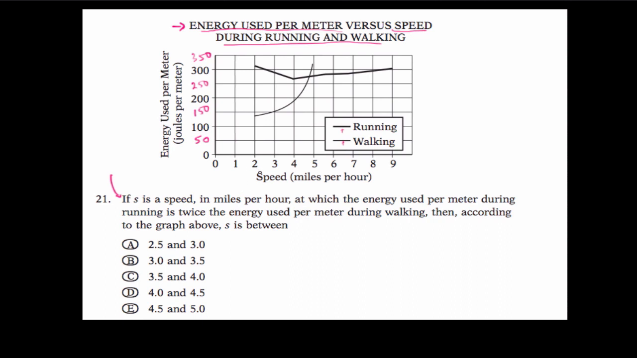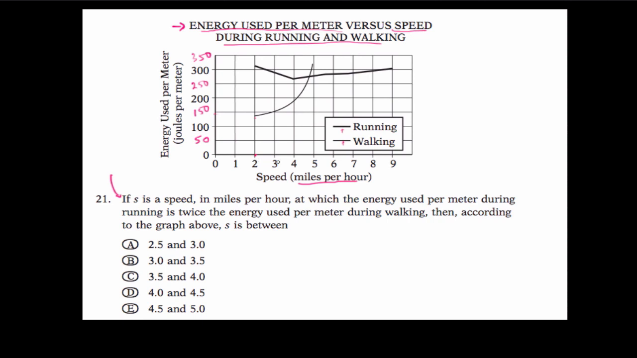What it says here is, when the speed is 2, you can see this is 2 miles per hour. So when the speed is 2 miles per hour, the energy that a person is using, now I'm dealing with this thin line, and the thin line is for walking. The energy being used at a speed of 2 miles per hour corresponds to about 140 joules per meter.